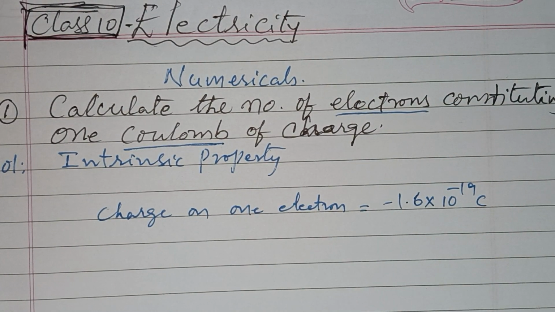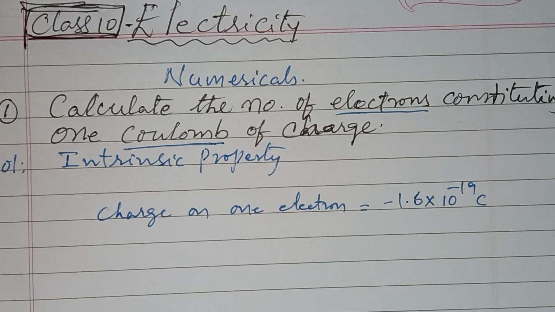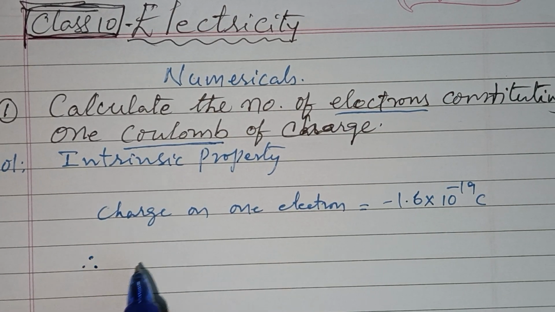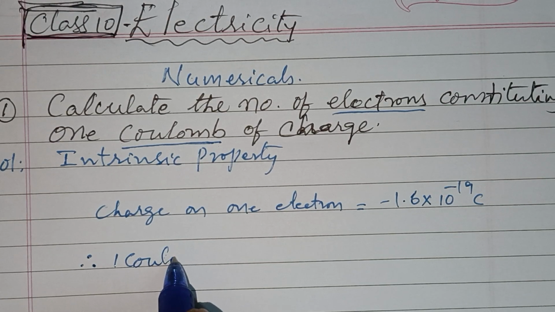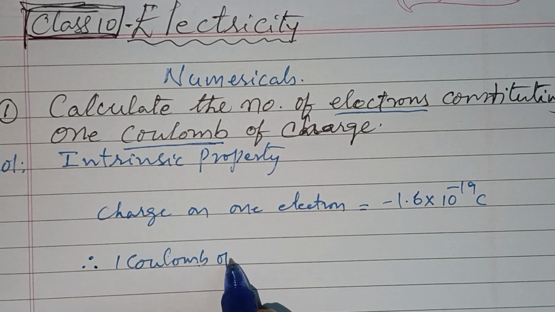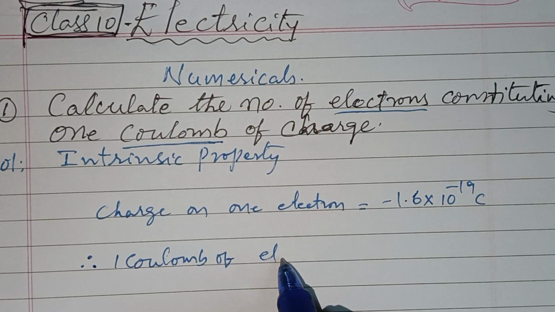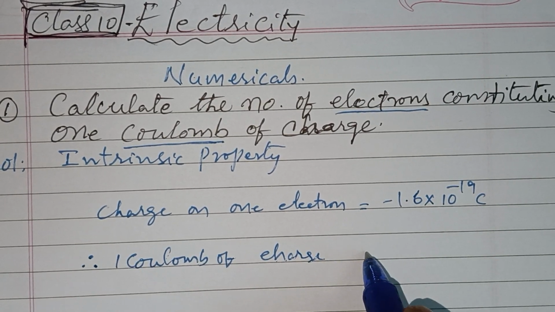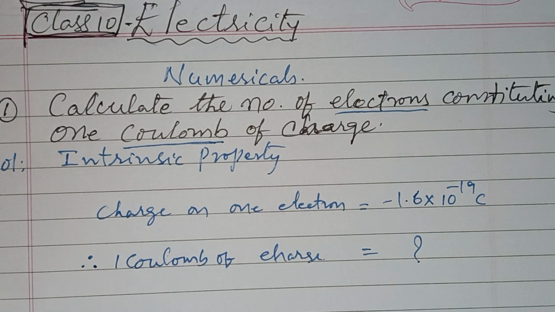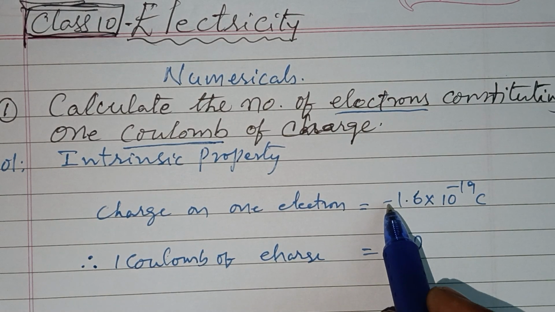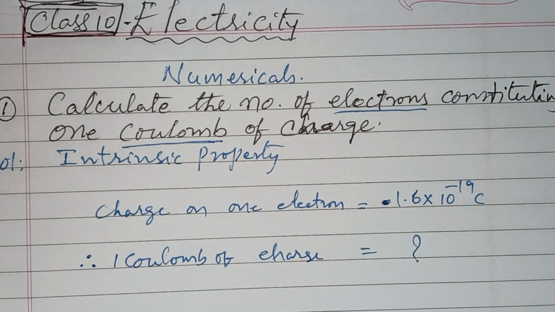Now, how many electrons do we have? We have 1 coulomb of charge. Therefore, 1 coulomb of charge contains how many electrons? This is our question. Charge on 1 electron is equal to minus 1.6 into 10 power minus 19 coulombs, and 1 coulomb of charge is equal to how many electrons?